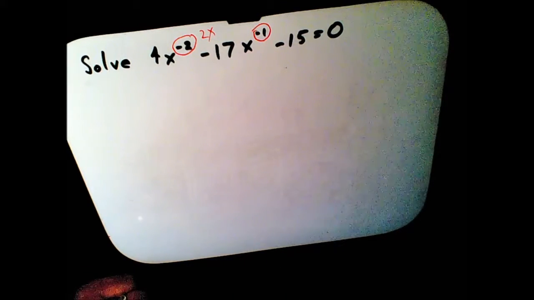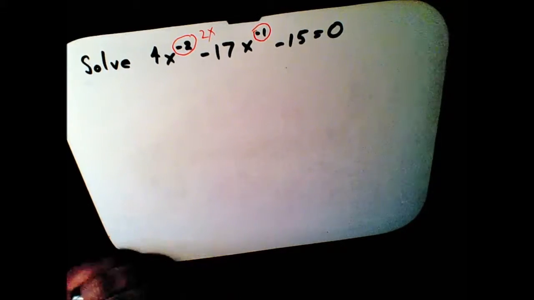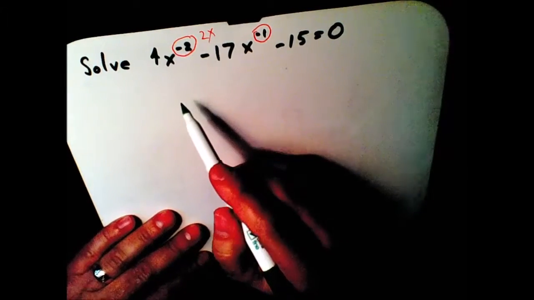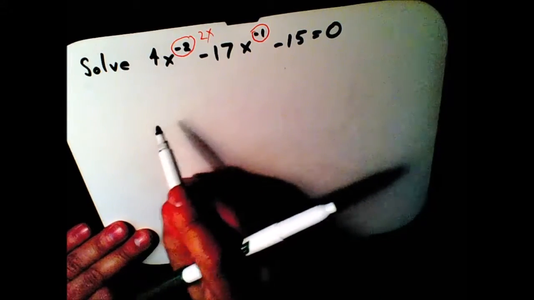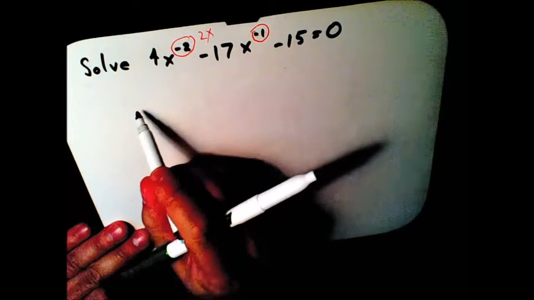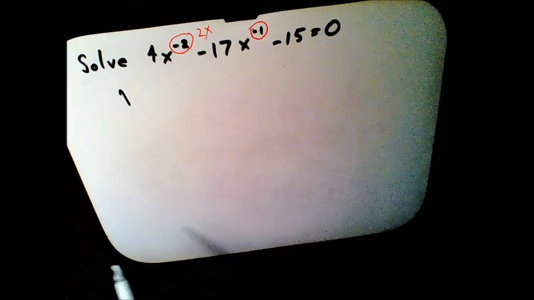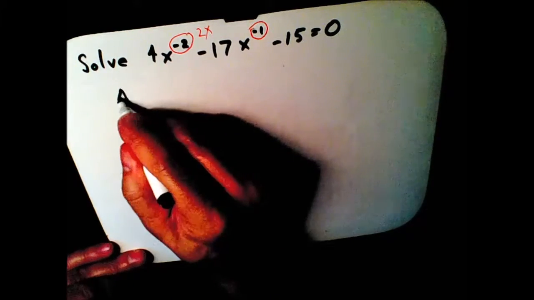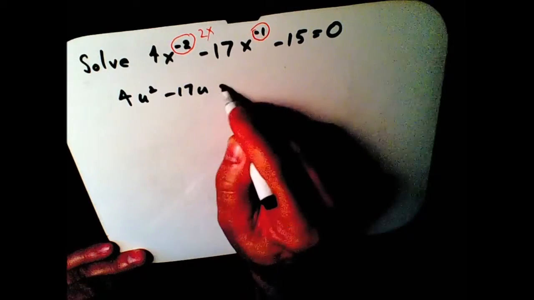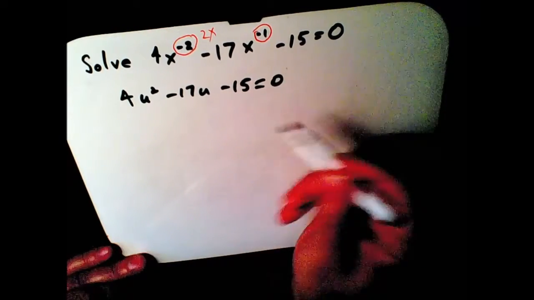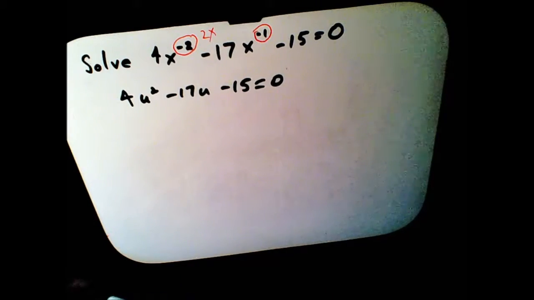There are other ways to do the problem, but we're going to make a u substitution. And we can see in advance where this is going. We can see that after we have made that substitution, we're going to be able to solve an easier equation: 4u squared minus 17u minus 15 equals 0.